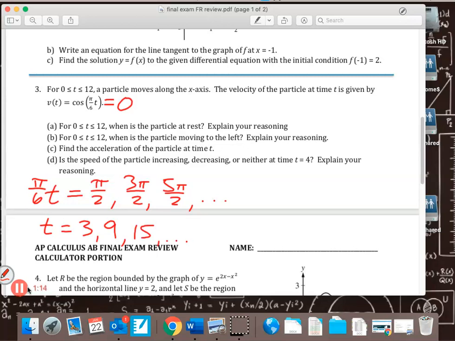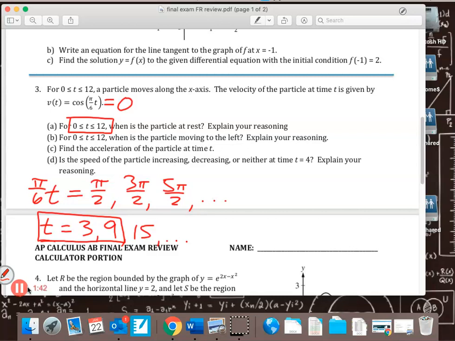But we're only going for times from 0 to 12, so when is the particle at rest? The particle is at rest at t equals 3 and t equals 9 because v of 3 and v of 9 equal 0. Right? All right, so that was part A. Any questions on that?